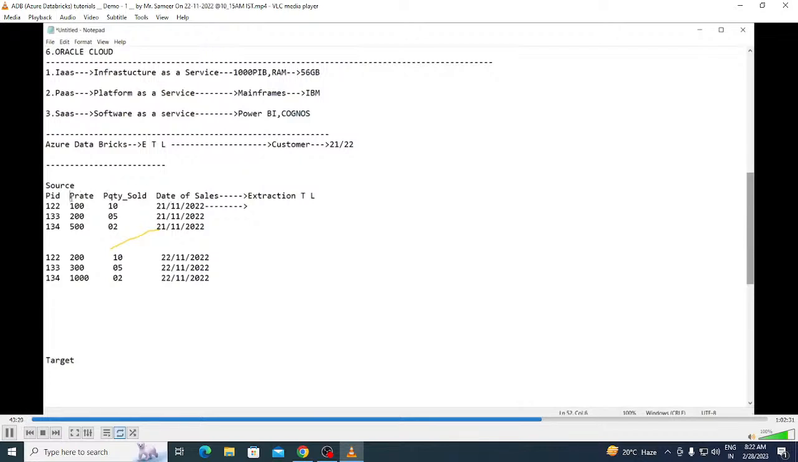So now, guys, I'm picking up these three columns. Picking up these three columns is the process of extraction. Now the columns are picked up. Next comes transformation.